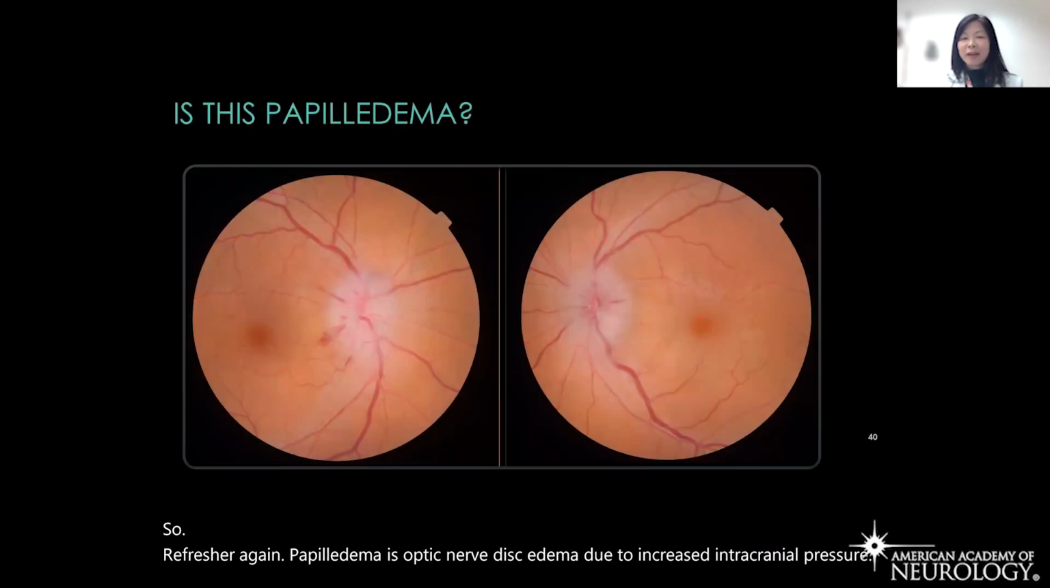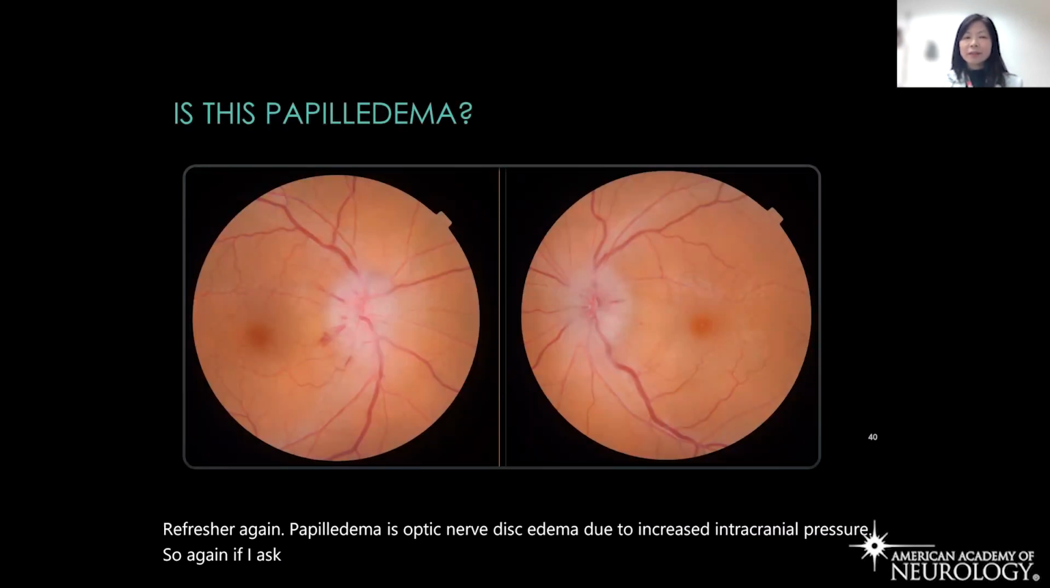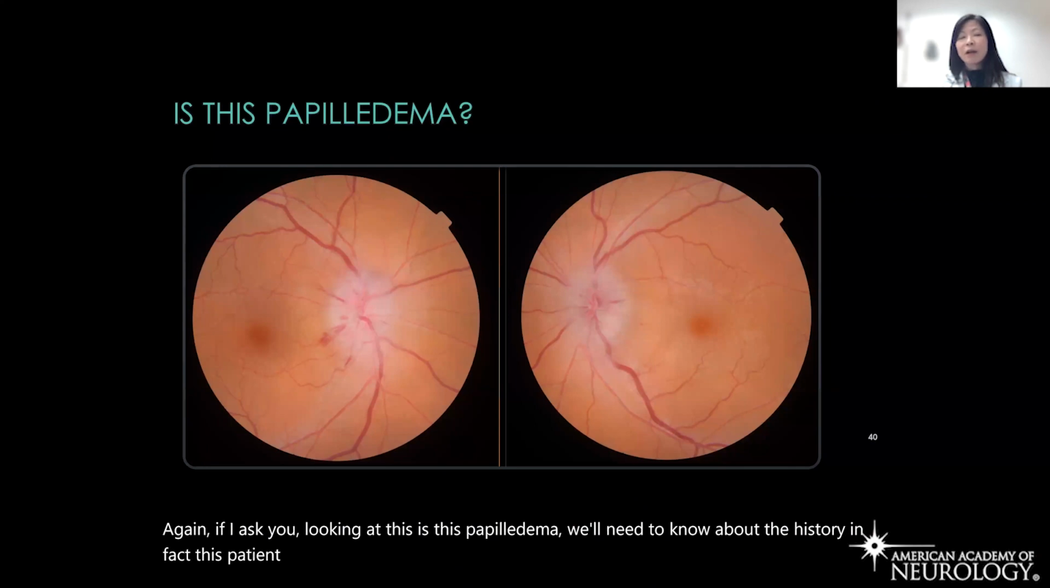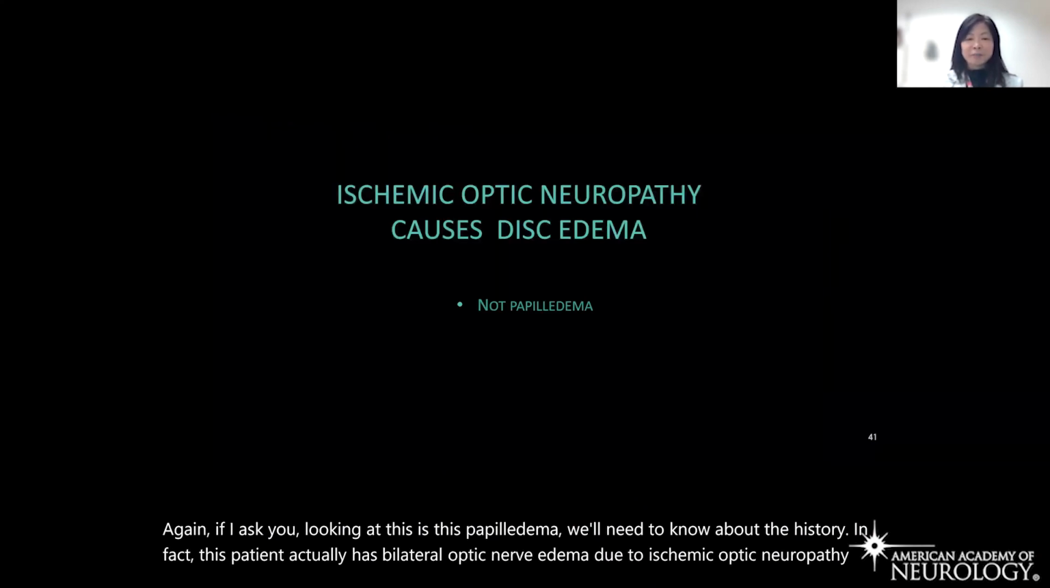So again, if I ask you, looking at this, is this papilledema? Well, we'll need to know about the history. In fact, this patient actually has bilateral optic nerve edema due to ischemic optic neuropathy. This is a patient of mine.